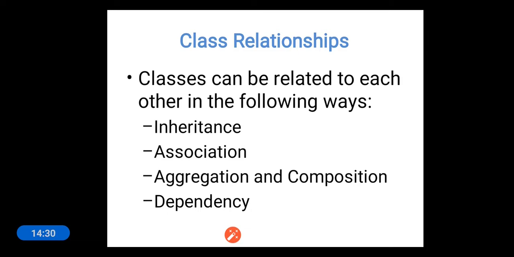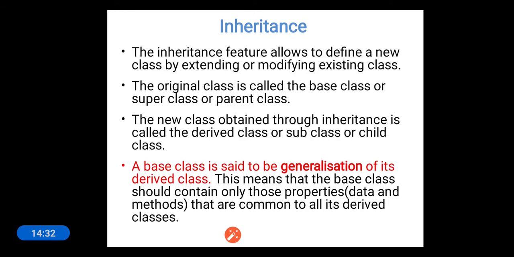So first let us start with inheritance. As we already know, what do you mean by inheritance? Inheriting the properties from the base class to the derived class. This inheritance feature allows us to define a new class by extending or modifying the existing class. Here the original class is called a base class or superclass or parent class. And a new class obtained by deriving the properties of the existing class is called a derived class or subclass or child class.